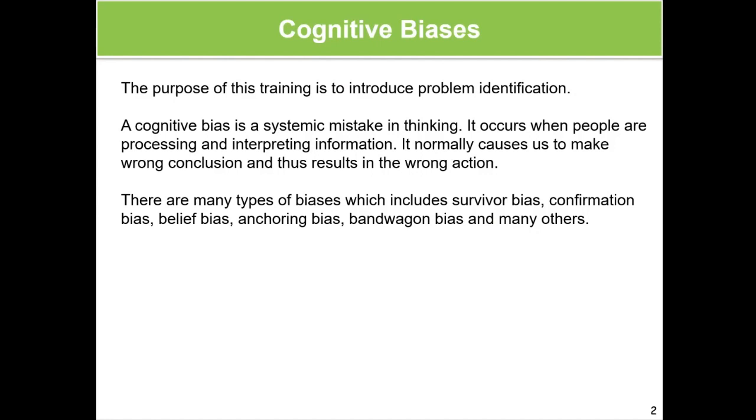So I'm going to introduce to you what's called a cognitive bias. And the reason why I'm doing that is because cognitive bias is one of the main reasons why we identify problems wrongly, right? So I'm going to read it now. Cognitive bias is a systematic mistake in your thinking, right? It occurs when people are processing or interpreting information. It normally causes us to make a wrong conclusion and thus results in a wrong action.